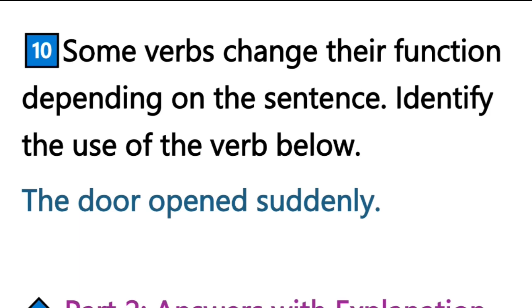Let's talk about the last question, which is question number 10, which says some verbs change their function depending on the sentence. Identify the use of the verb below. The door opened suddenly.